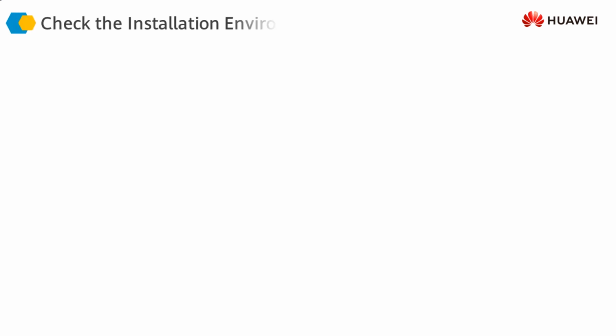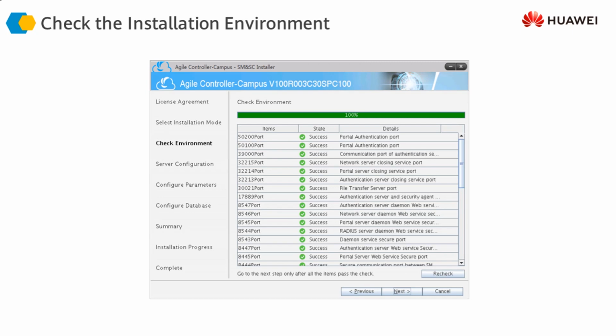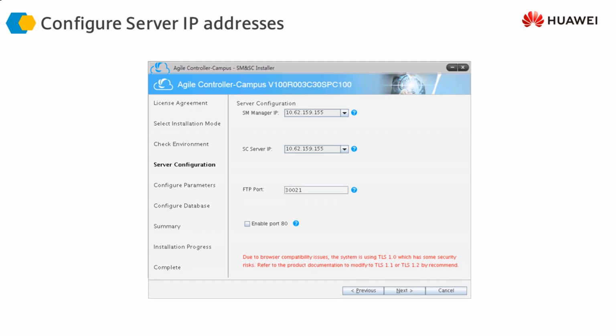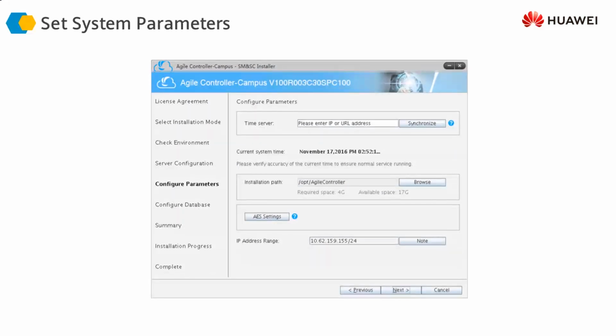Once this is done, the necessary services status is going to be checked, whether the environment is ready for the installation or not. Unless we see a success for all the checks, we cannot move forward. After this, we do the server configuration. This is similar to what we did earlier for Windows environment. We configure the SM IP address, SC IP address, and the necessary port numbers. After this, we configure certain other parameters, for example, the time server, the AES configuration, and the IP address range which is allowed to access these servers for configuration purposes.